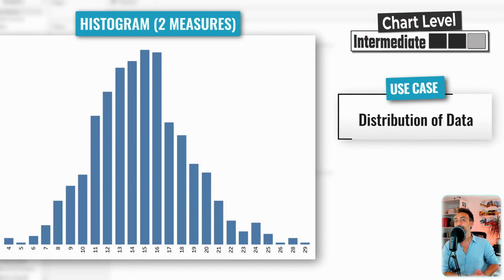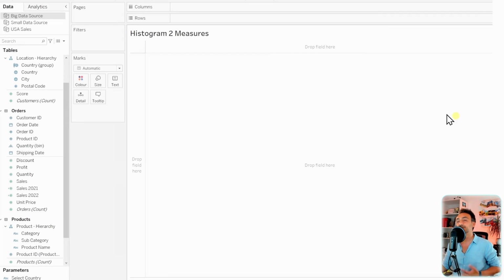Alright, the next one is going to be a little bit more advanced, where we're going to create a histogram using two different measures, the number of customers by the number of orders. So we want to cluster our customers based on the number of orders that they placed. In order to do that, we have to create our bins, but now we're going to use a calculated field using the LOD expression FIXED. So let's see how we can do that.